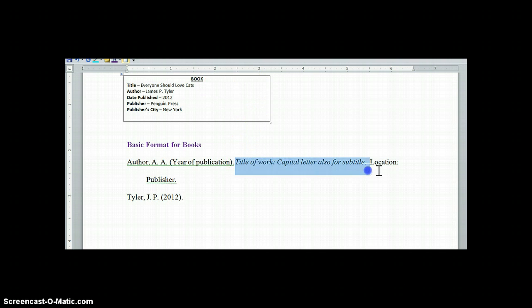I want to highlight something here. Notice that only the first word of the title and the first word in the subtitle, if a subtitle is included, are capitalized. Let's do this now. And the title is followed by a period. Next comes the location, colon, and the publisher's name. Period. This represents our reference page citation in APA format.